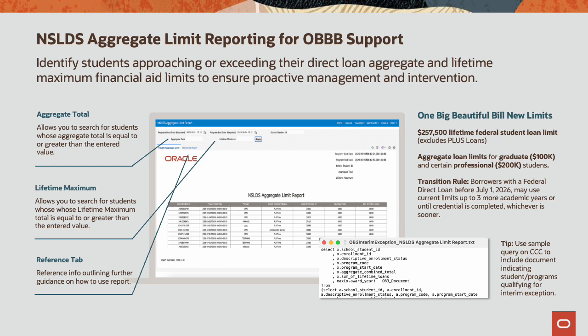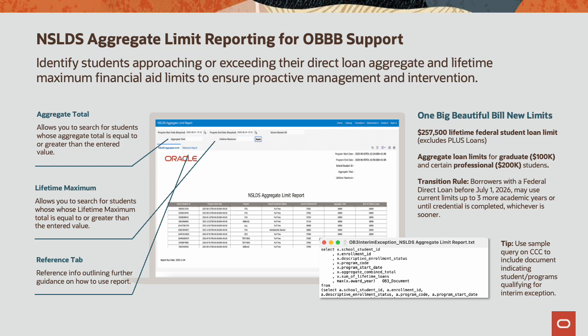Under the new rules highlighted here, students are subject to a lifetime federal student loan limit of $257,500, excluding PLUS loans. For graduate and professional students, there are also aggregate limits of $100,000 for graduate students and $200,000 for certain professional programs.